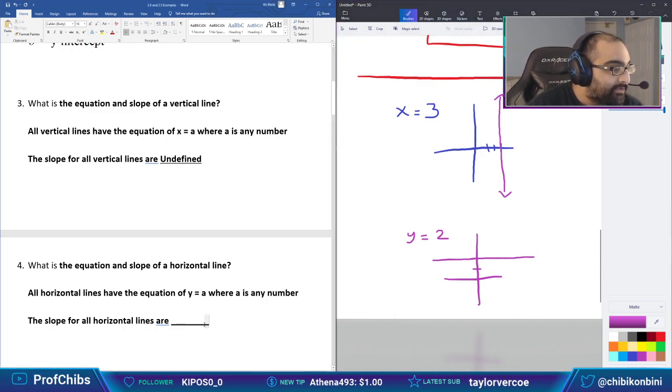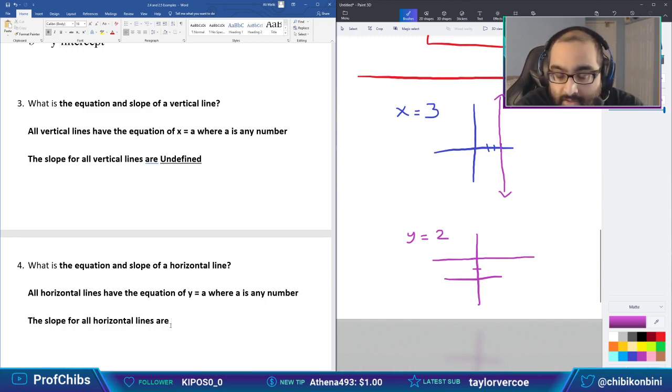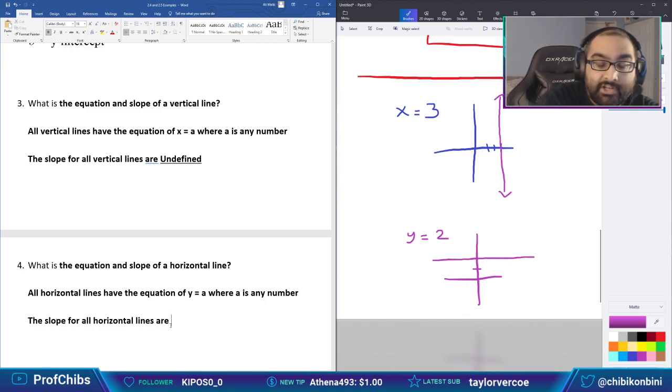What is the slope of a horizontal line? If we put a ball on a horizontal line, what's that slope going to be? If I put a ball on that horizontal line, at the equation y equals 2, then the slope for all horizontal lines is 0.